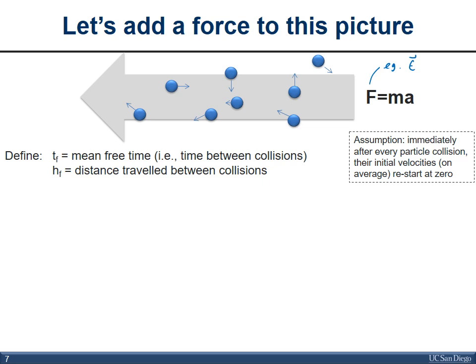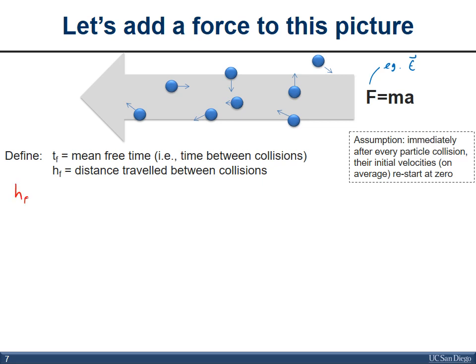To do that, I'm going to define two parameters. One is T sub f, the mean free time, the time between particles colliding with each other. And H sub f is the distance that these particles are going to cover within the mean free time. An assumption I'm going to make here is that immediately after every particle collision, their initial velocities on average are going to restart at 0.